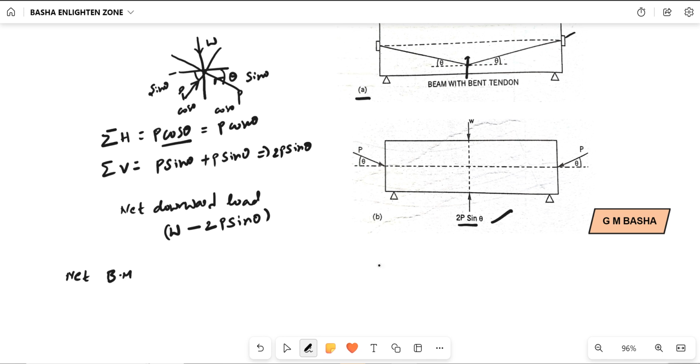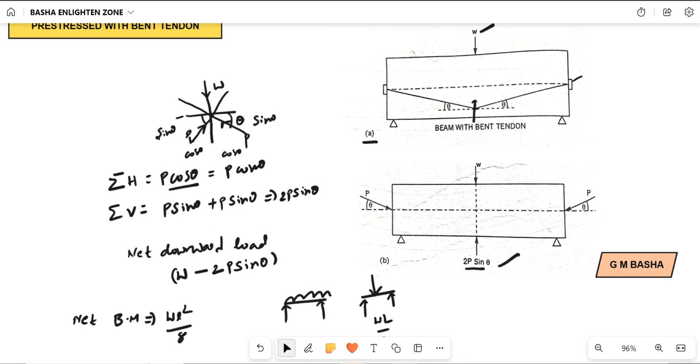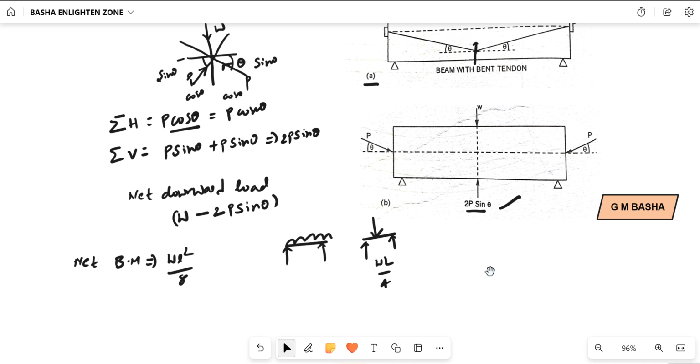Then the net bending moment. Generally, how do we find the net bending moment? Suppose a UDL is acting, we know that it is equal to WL square by 8. If a point load is acting, that is equal to WL by 4. Here you can see the condition: the point load is acting exactly at the midspan, and we are also including the self weight of the beam, which comes under the dead load. So for that purpose, the net bending moment will be WL by 4 for the point load plus WL square by 8, which is the dead load bending moment.